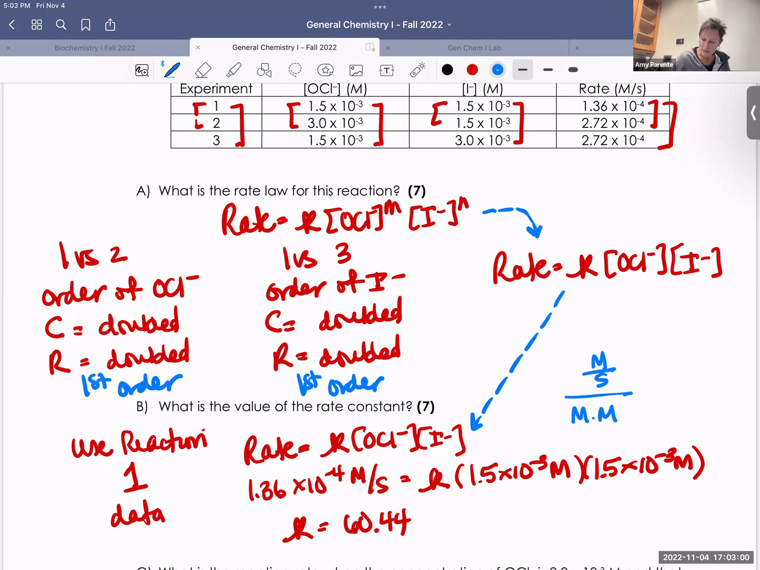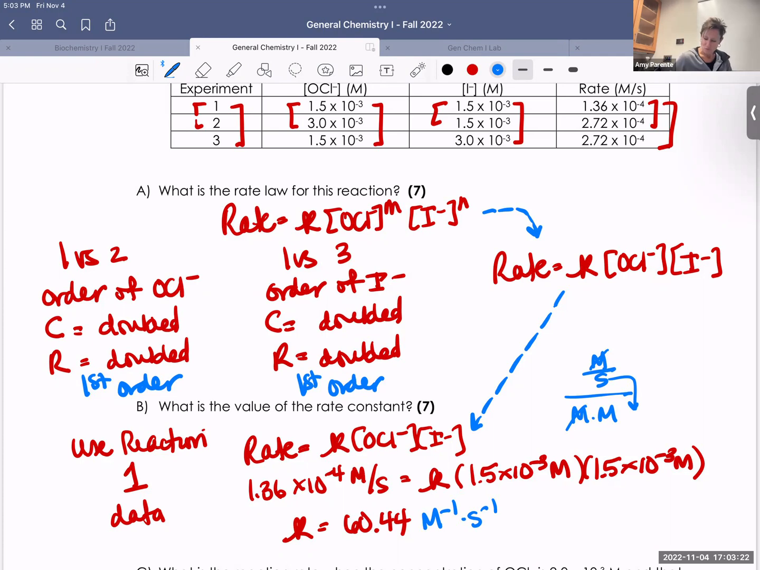You see that? So now one of my molars is going to go away, and this second really can be in the denominator. So my units are going to be reciprocal molar, reciprocal second. So writing the correct units for your rate constant is really important too.